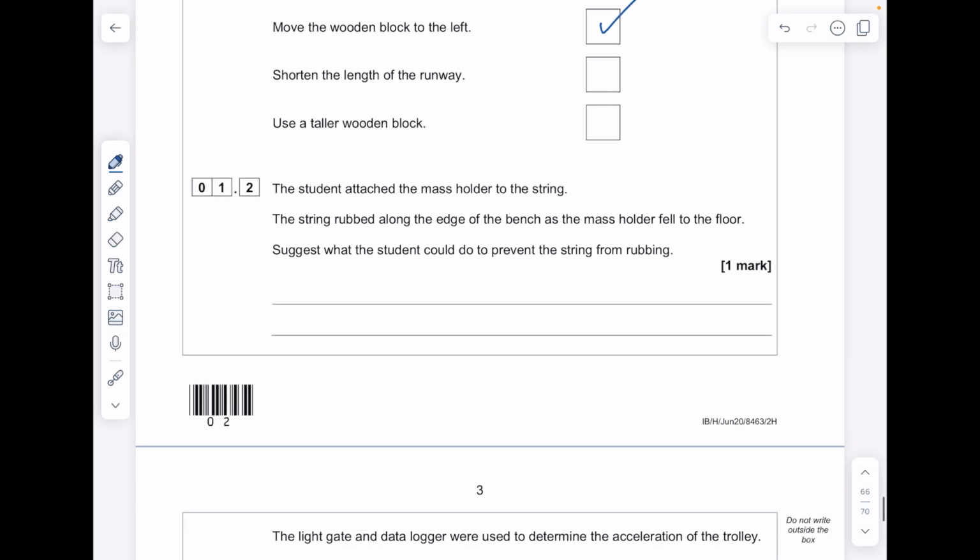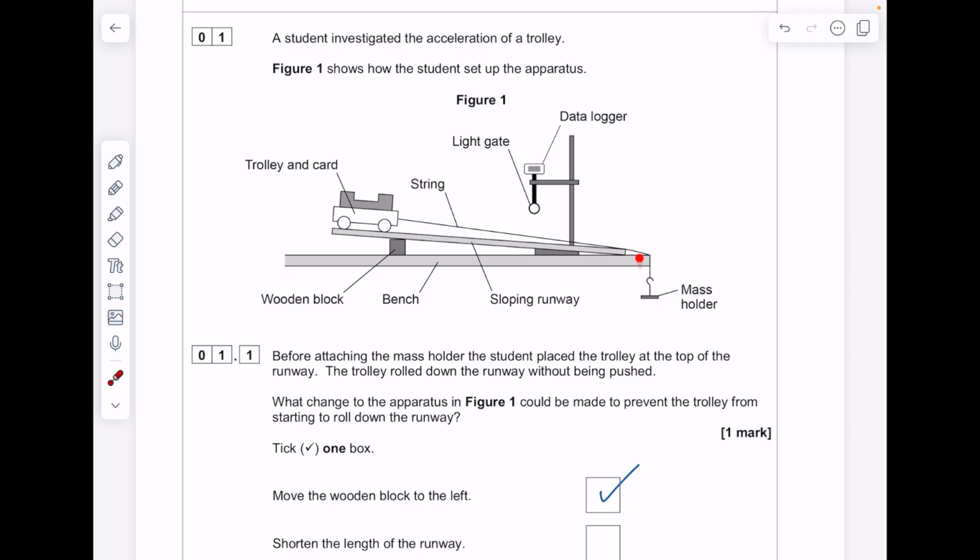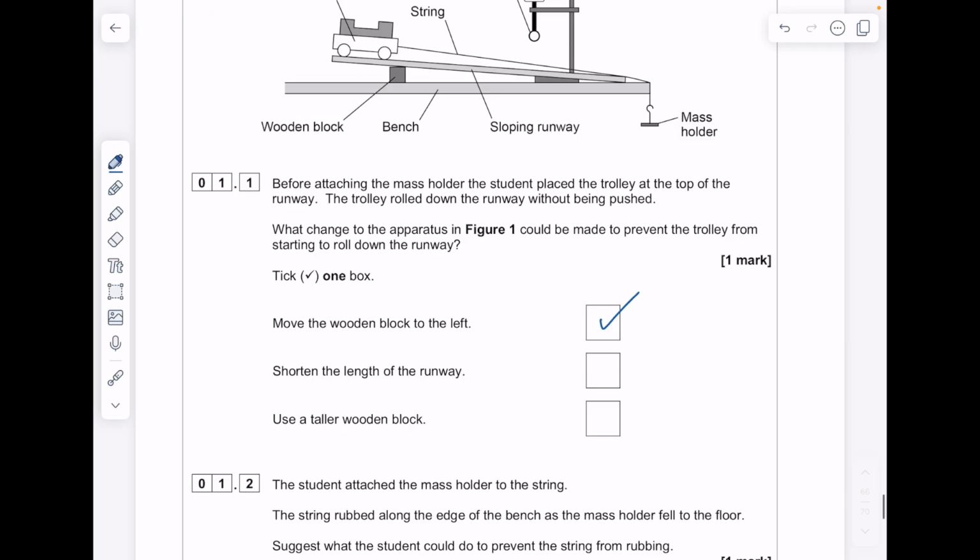The student attached the mass holder to the string. The string rubbed along the edge of the bench as the mass holder fell to the floor. Suggest what the student could do to prevent the string from rubbing. So yeah, the issue here is when that mass holder moves this way, obviously the string will rub against the bench. So one way we could stop that from happening is by adding a pulley to the edge of the bench.